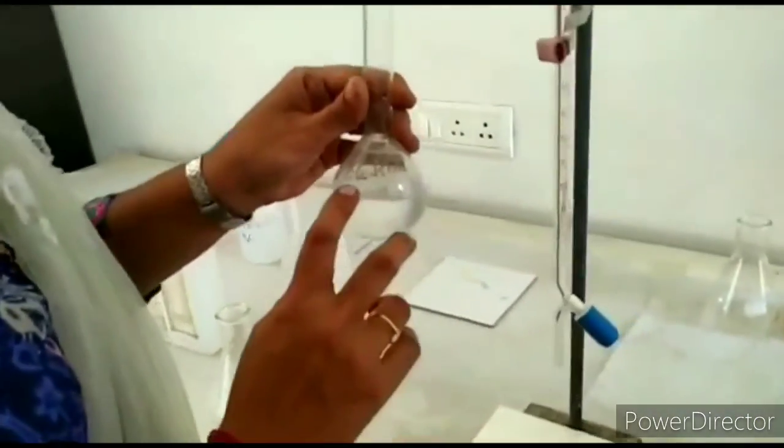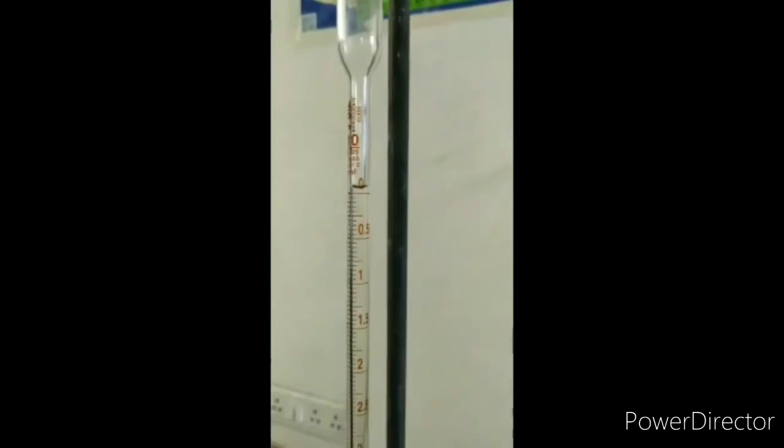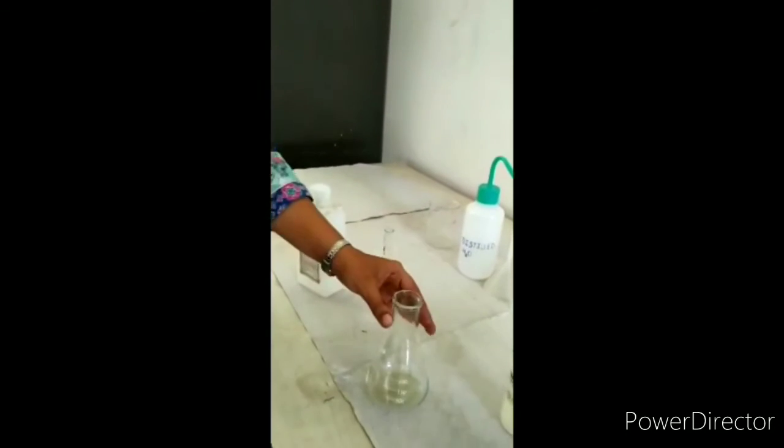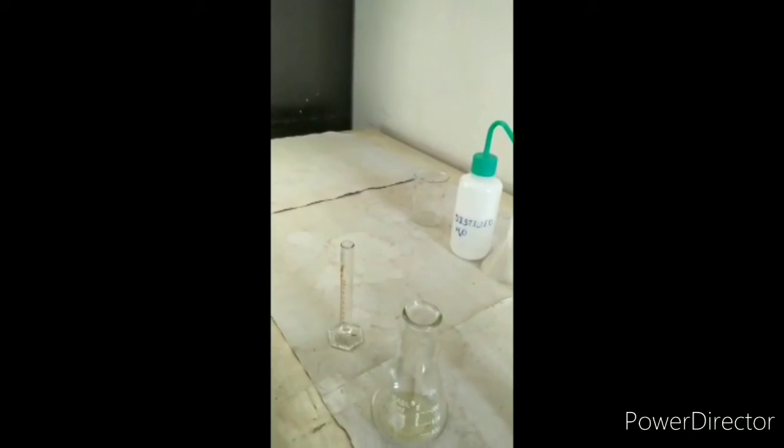I have filled the burette with alcoholic KOH, made it 0. There are no air bubbles at the tip. After that, let us just add ethanol into the algal oil. So I have weighed 5 grams of algal oil. For that I am going to add now approximately 20 ml of ethanol.